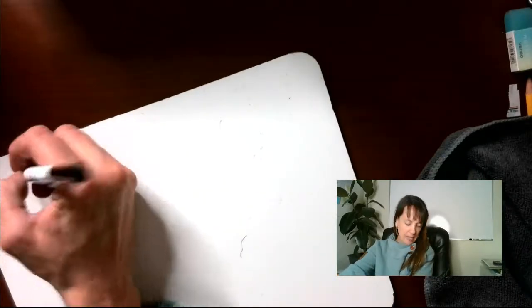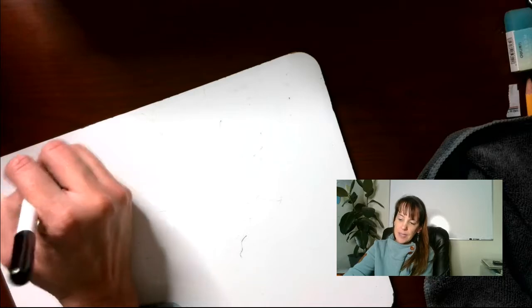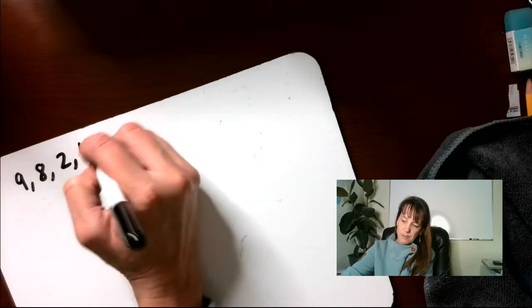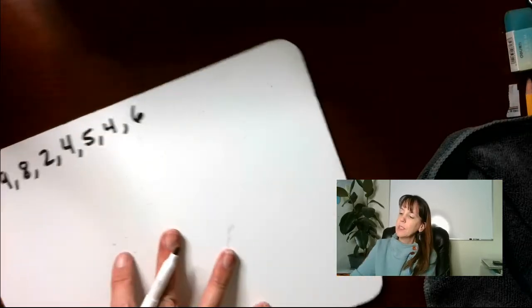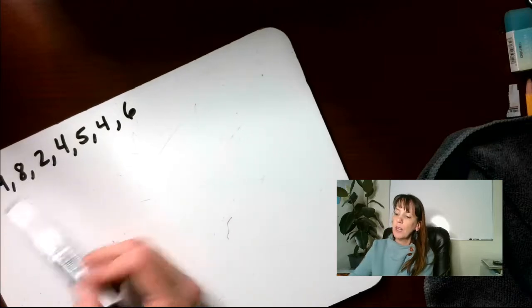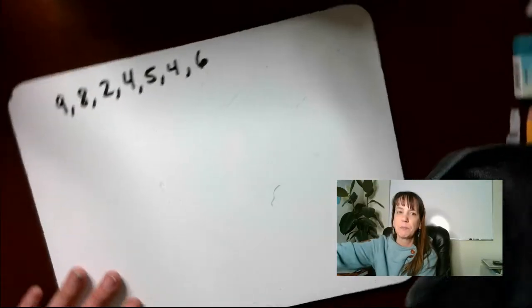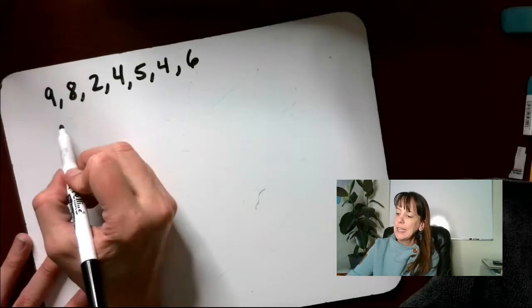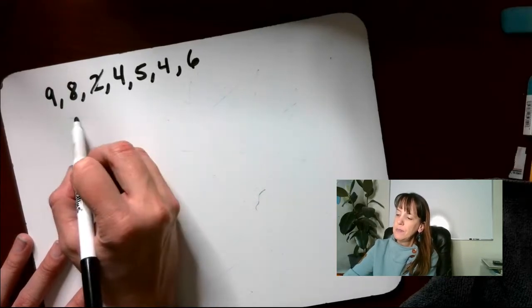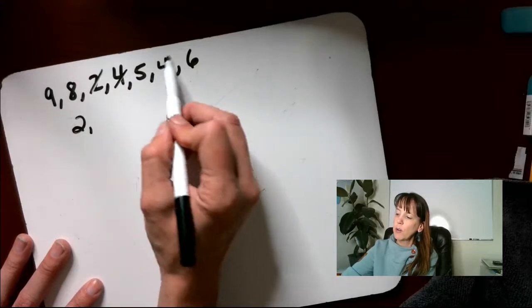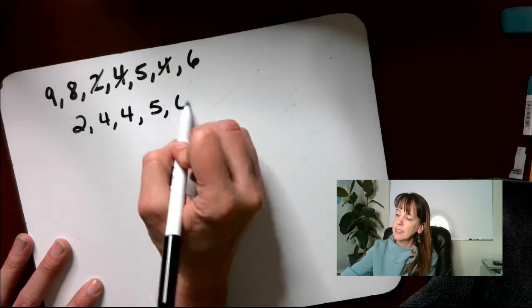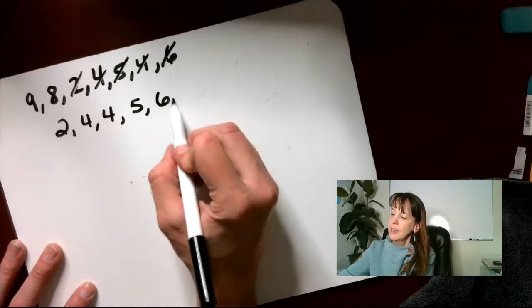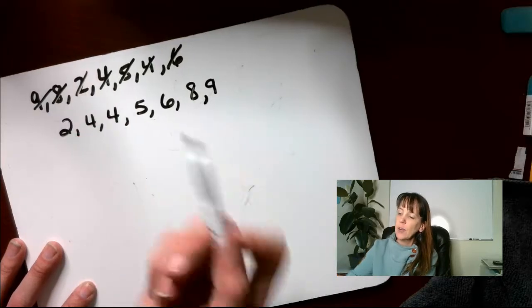All right, for A, we're going to find the range, mode, median, and mean for 9, 8, 2, 4, 5, 4, 5, 4, 6. And then it says round to 2 decimal places. So first things first, let's put these in order. Let's start with 2, 2, and then 4, 4, and then 5 and 6. I don't want to make a mistake. 8 and 9. Okay, so now we've got it in order.